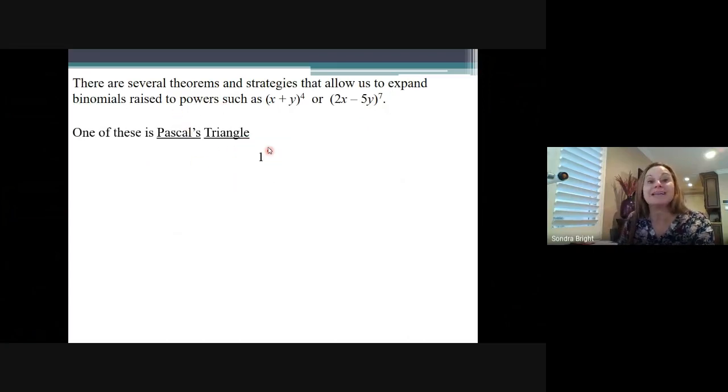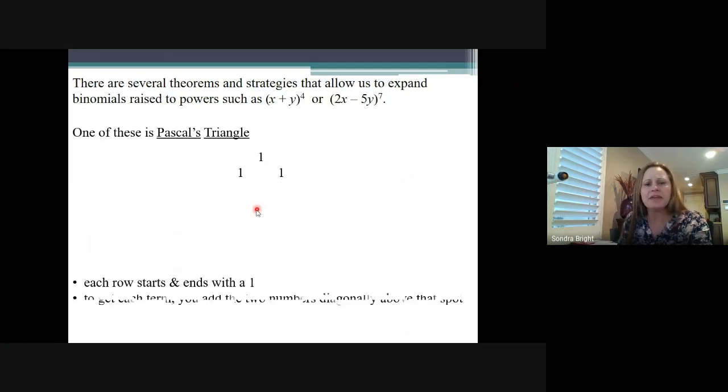Do you remember Pascal's triangle, where the first row is just a 1, and then the second row is a 1 with a 1? So every row from here on out is going to start and end with a 1. And then how you get the other numbers is you add the two numbers that are diagonally above that spot. So this is technically row 0, row 1. This next row would be row 2, technically. And you'll see why in a minute.